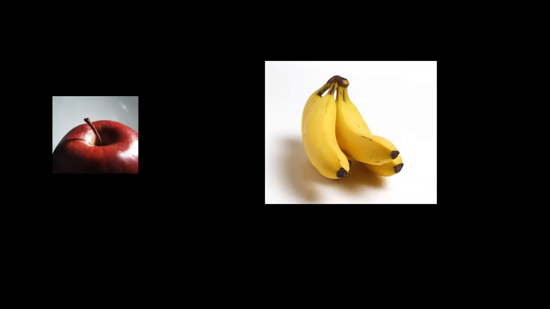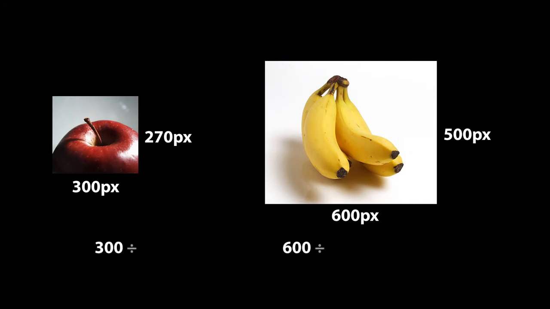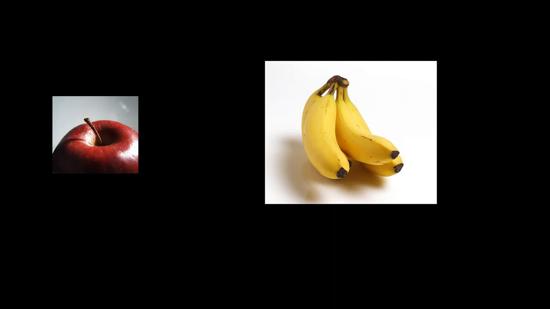The second set of images we'll look at will have a differing aspect ratio. The first image is 300 pixels wide by 270 pixels tall, while our second image is 600 pixels wide by 500 pixels tall. If we divide the width by the height for each of these images, we'll get a different set of numbers. 1.1 for the first one, and 1.2 for the second. Since these numbers are different, we know that these images do not have the same aspect ratio. This means that if we resize both images to be 150 pixels wide, they will not align correctly. As you can see, these images no longer line up when placed on top of each other.